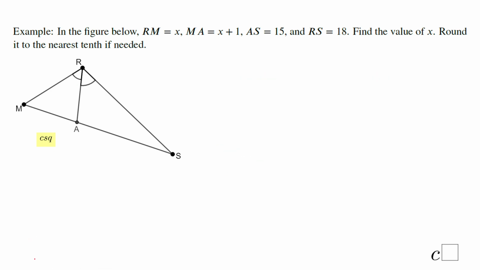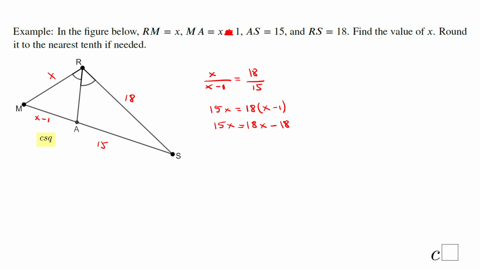Okay, so let's go back here and hopefully it's going to make more sense now. X minus 1. So then we have x minus 1. I hope that will work better. RS is 18 and AS is 15. So x over x minus 1 equals 18 over 15. So we have here 15x equals 18 times x minus 1. We have 15x equals 18x minus 18.